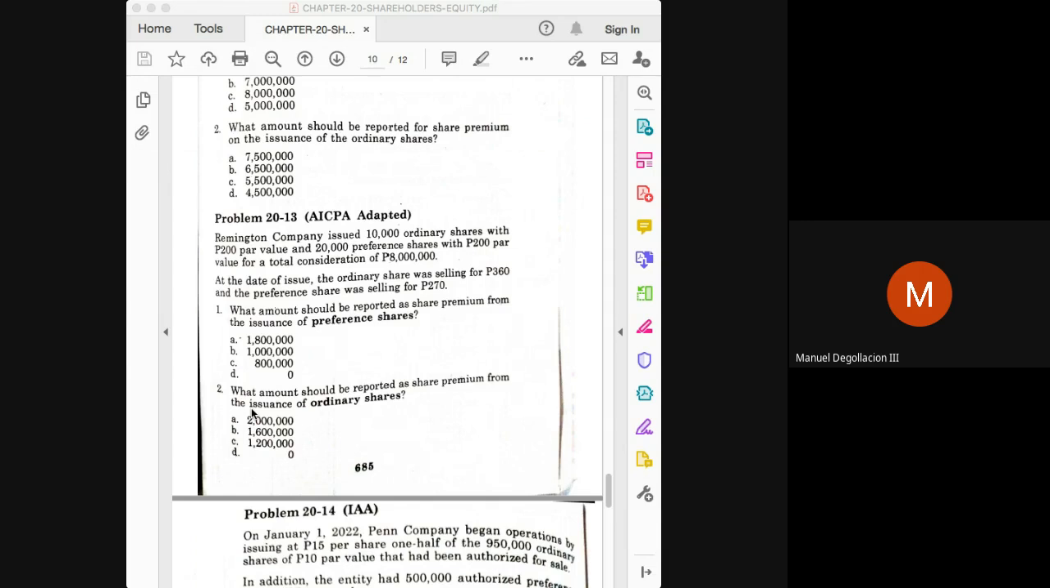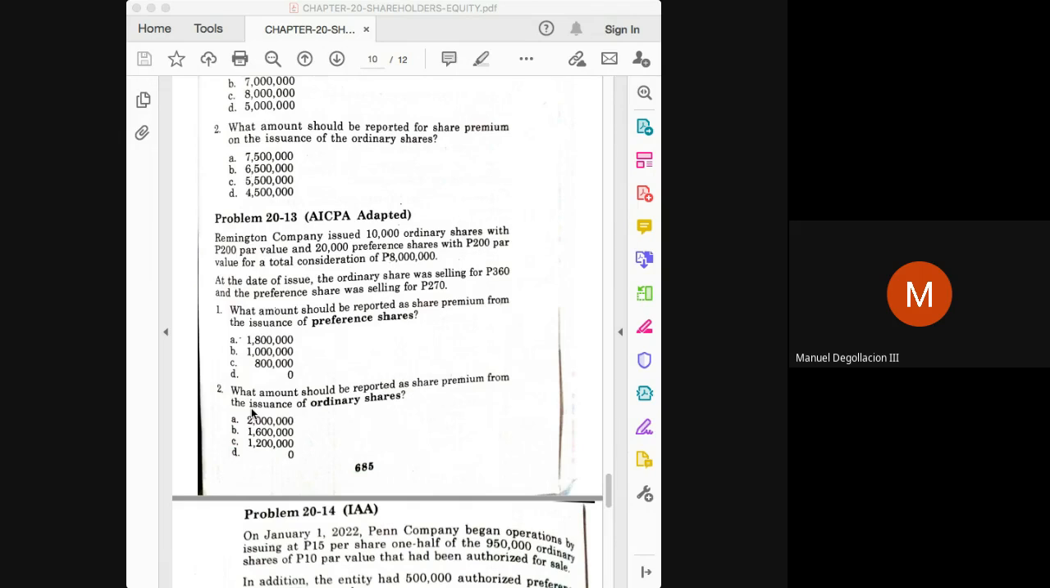How much of the 8 million is allocated to the ordinary shares? It was 3,200,000. Okay, but the 3,200,000 would go to the share capital and share premium. Okay, and as discussed before, the amount that goes into your share capital accounts would be the par value, and anything in excess of the par value will go to your share premium.